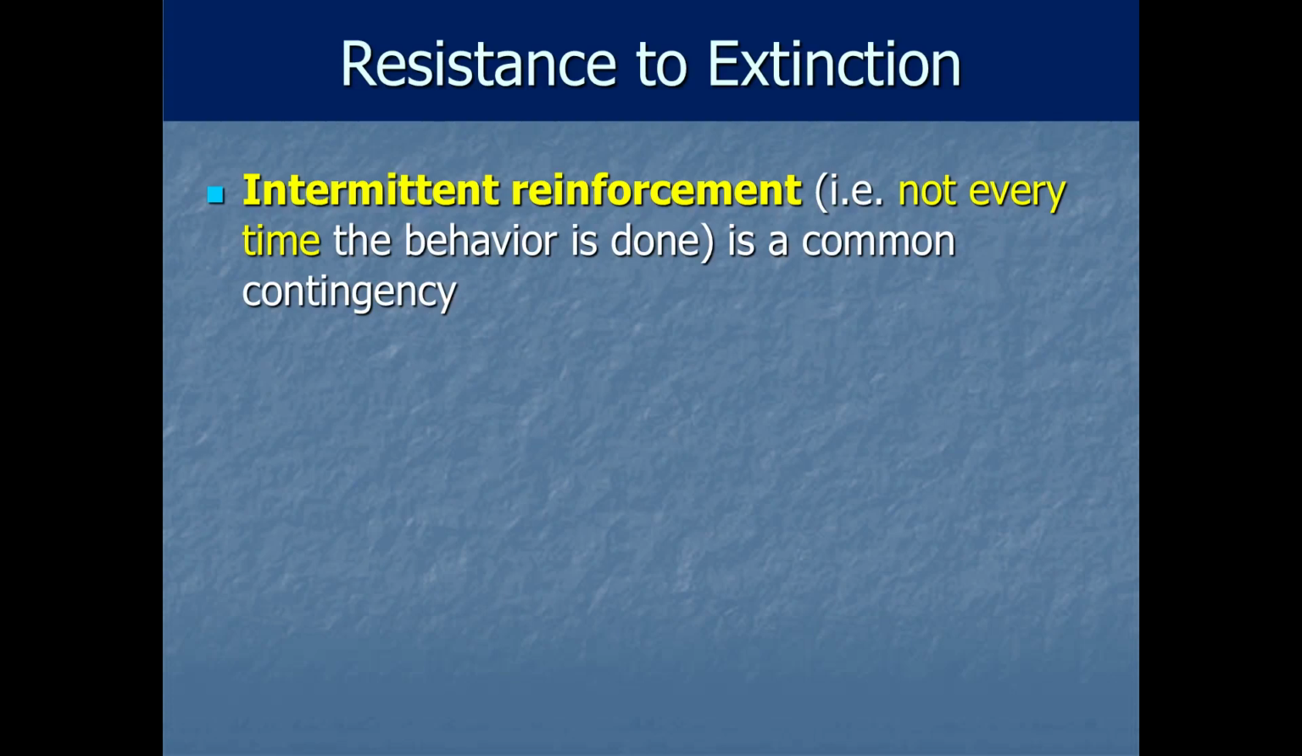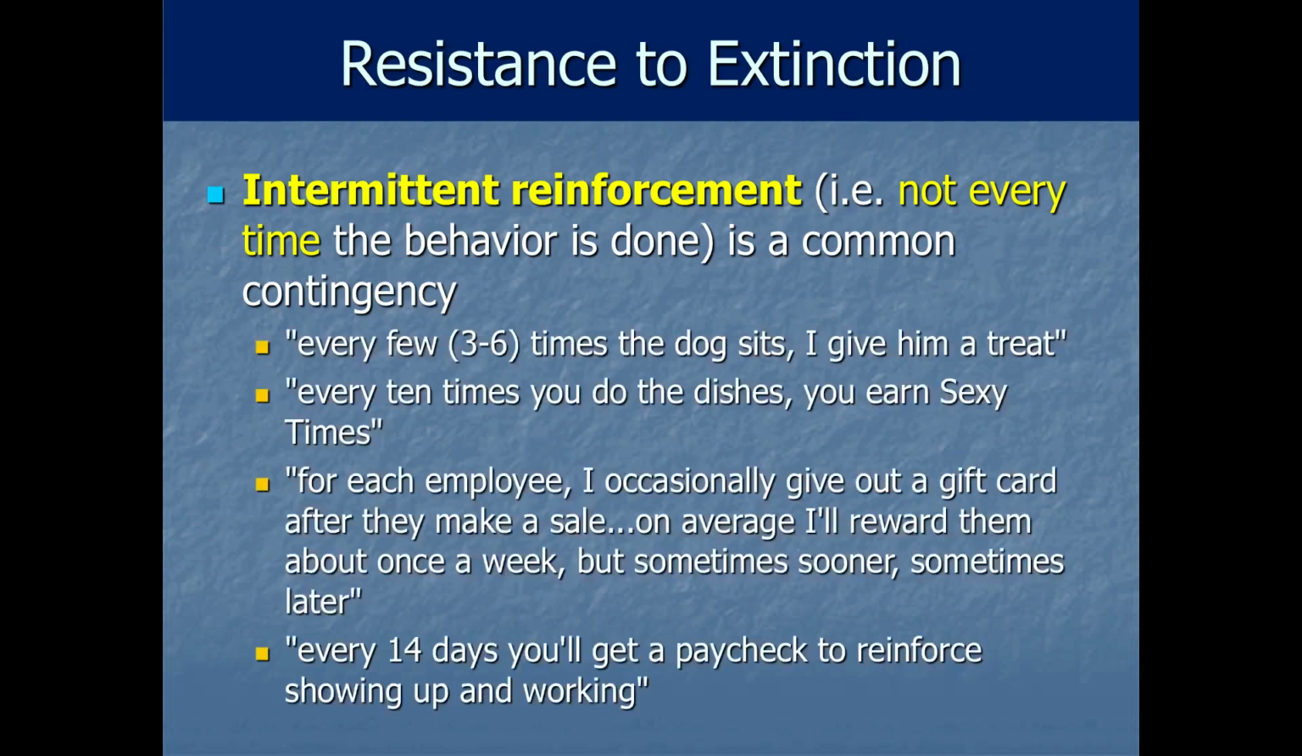That's actually a very common contingency, both in testing that we do, but also in just real life experiences that we have where we get reinforcement. So examples of intermittent reinforcement would be setups like every few times the dog sits, I give him a treat. Maybe he has to do it 3 to 6 times, and somewhere in there I'll give him a treat.